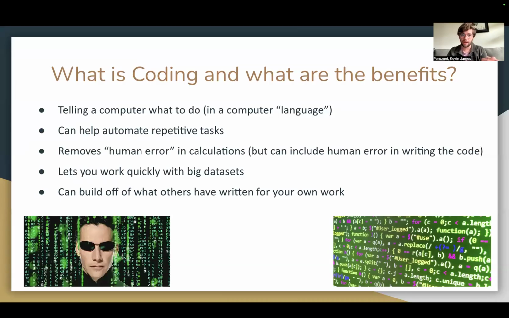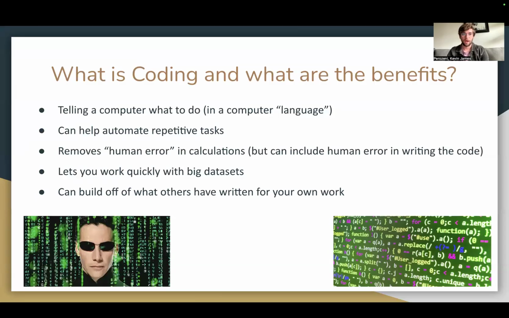So it can help automate repetitive tasks. It removes that human error, especially with different calculations or statistics, but this also can include human error when writing code. Coding is very finicky, and sometimes you'll be writing and accidentally put in something wrong that might mess up what your output is. And so although it removes the human error in calculations, it can induce human error when you're writing code, which is always why you should have people check or double check, or run it through some kind of program to check that your code is working.